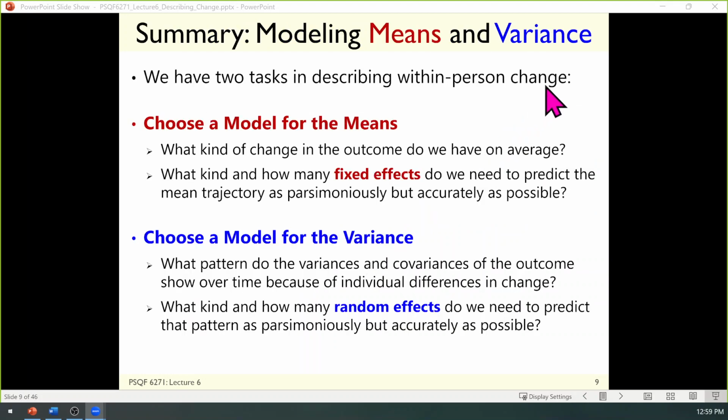So summarizing, model for the means, fixed effects related to time. That is to summarize the average trajectory. And our goal is to spend fewer than all possible parameters to do so. Likewise, model for the variance, our job is to figure out which aspects of the trajectory need individual differences and simultaneously come up with a more plausible recreation of what the variance covariance pattern is over time.